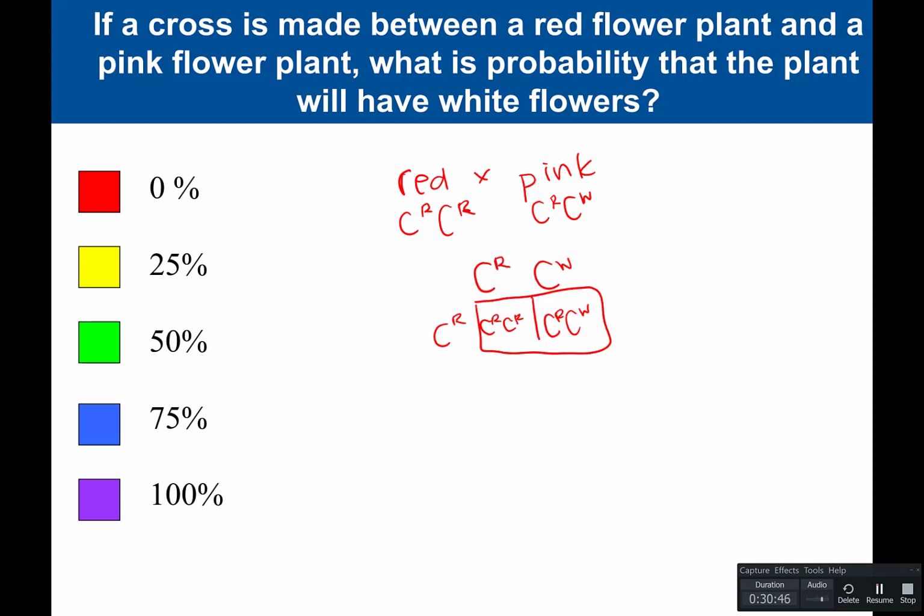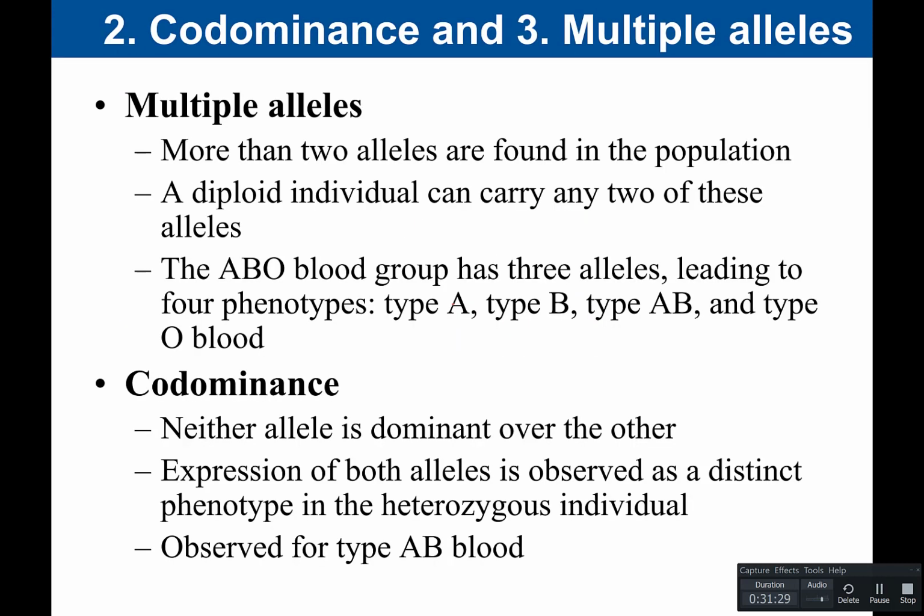So now we need to make our Punnett Square. So if I make my Punnett Square, the pink plant has 2 possible gametes, CR or CW. The red only has 1 possible gamete, CR. So if I fill this in, one offspring is going to be CR CR, the other one is going to be CR CW. So we have a 1/2 probability of getting red flowers, a 1/2 probability of getting pink flowers, but there's no chance of getting white flowers because white flowers would need to inherit 2 CWs. Notice that the red has no CW to give, therefore white flowers are not a possibility.